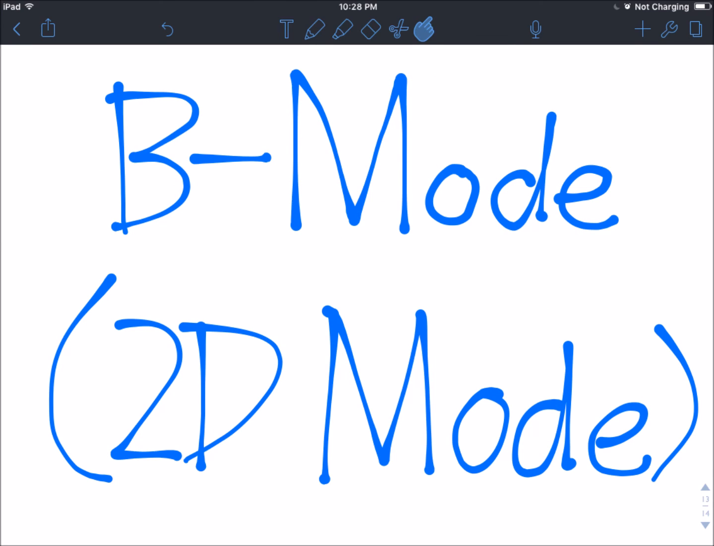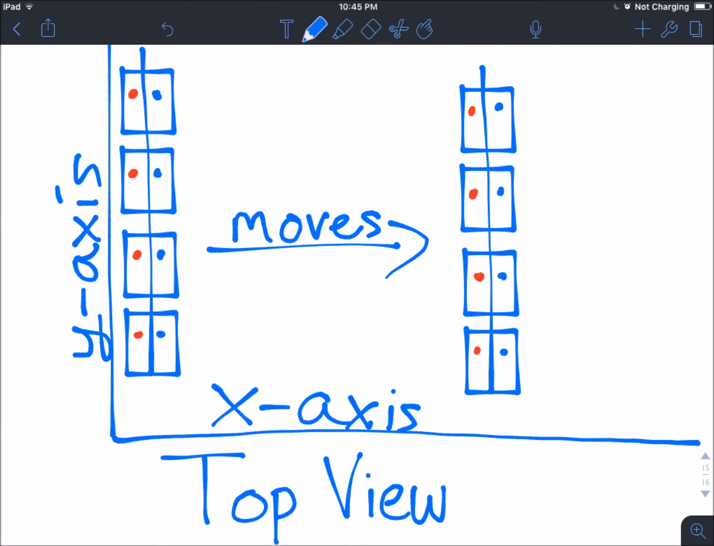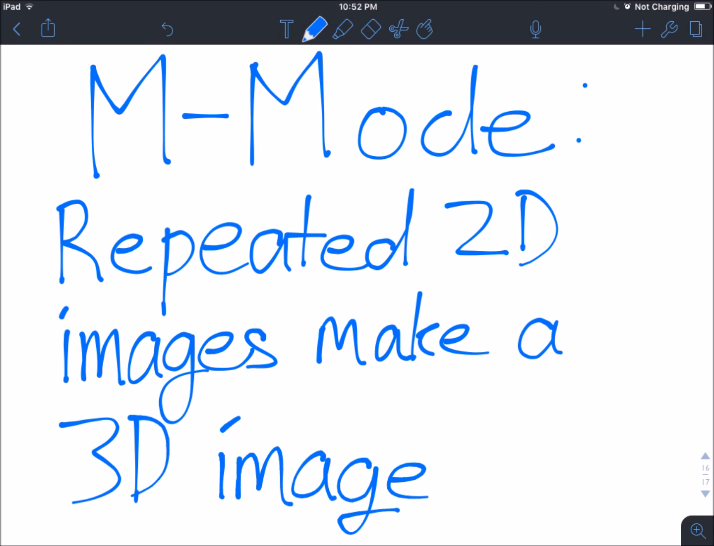B-mode, also called 2D mode, is more commonly used and involves an array of piezoelectric crystals repeating the linear A-mode scan to create a 2D image of the structures beneath the skin. M-mode is just frequently repeated 2D mode scans, creating a live video.